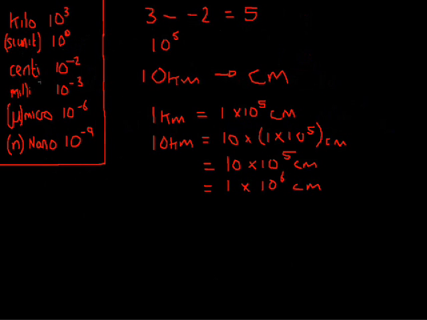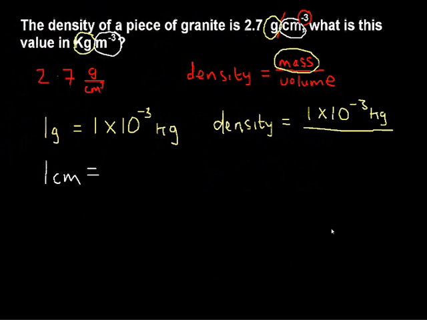Right, so -2 is the 2. So 1 times 10 to the 2. And again, is it going to get bigger or smaller? We're going from centimeters to meters, so that number's going to get smaller, isn't it? So it's going to be to the -2 meters. So now we know a conversion factor from centimeters to meters.